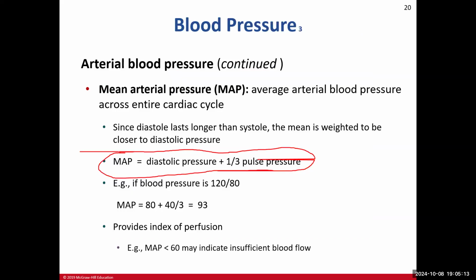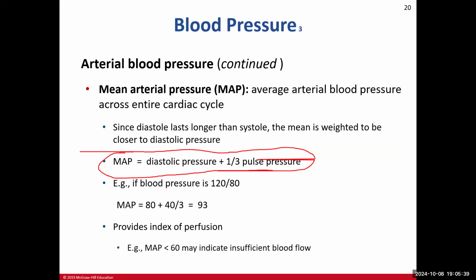So that's what we're going to see here. In case you want to know, the diastolic pressure is going to be 80. And then we're going to take 1/3 of the pulse pressure, which is the difference between the systolic and diastolic, if the blood pressure is 120/80, so that difference is 40. You should multiply by 1/3, but actually you're going to divide it by 3.